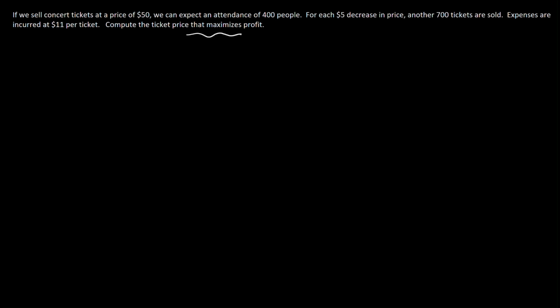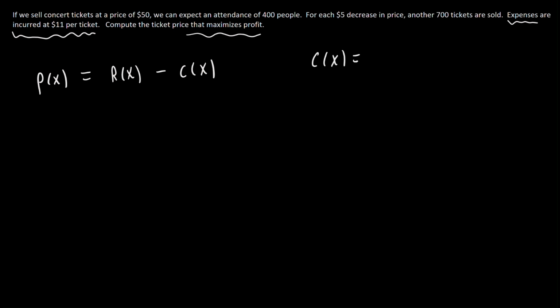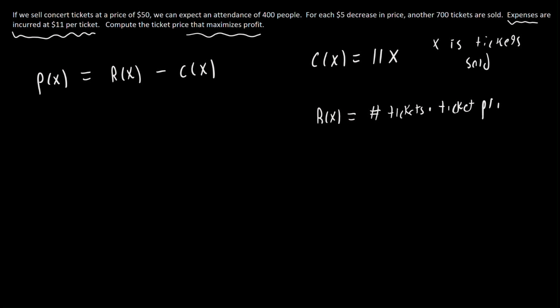So since we're trying to maximize profit, we need a function for profit. So as you know, profit equals revenue minus cost. So the question gives us that expenses are incurred at $11 per ticket. So C of X will be $11 times X, where X is tickets sold. For the revenue function, it's similar to last question. It's number of tickets sold times ticket price.